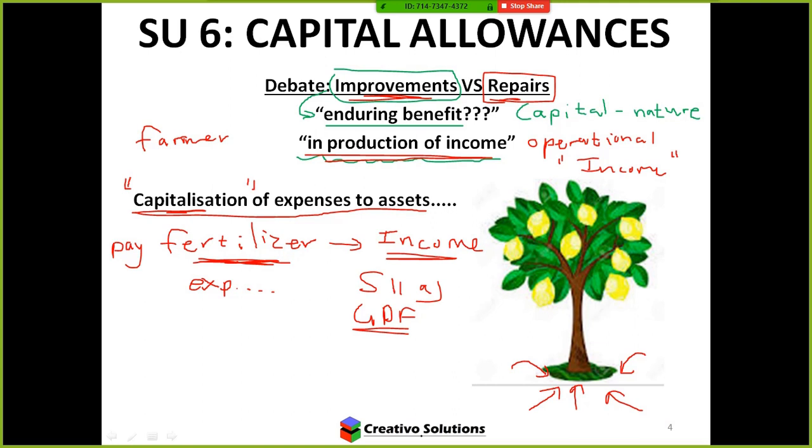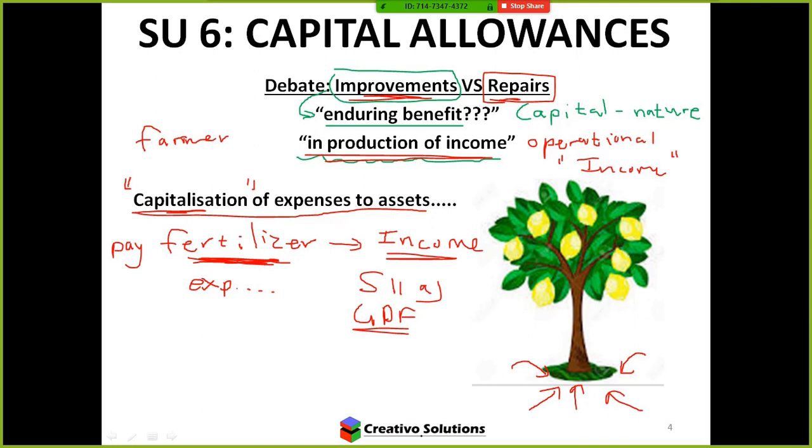If you go look at the definition for the general deduction formula, they talk about carrying on a trade. So when I'm carrying on a trade, I'm actually conducting a business, I'm operating a business. So a farmer's business would be generating fruits. The fertilizer would be considered income. If I'm looking at the tree as the asset, am I improving the actual asset or am I just producing income? Well, fertilizer would be part of producing income, not giving an enduring benefit.